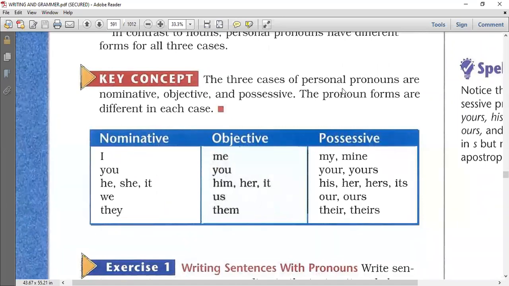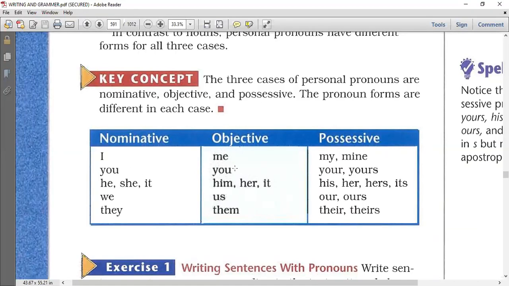The three cases of personal pronouns are the same: nominative, objective, and possessive. The pronoun forms are different in each case. The nouns don't change in the subject or nominative and object, okay? But they take an apostrophe S or an S only or apostrophe only when it is possessive. What about the pronouns? No, they take different shapes. Let's see. I, nominative, becomes me when it's an objective. It becomes my or mine when it's possessive.